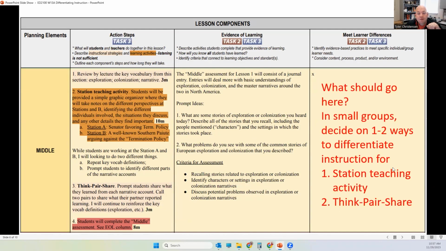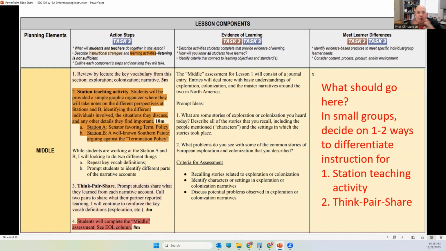So in my face-to-face class, I got them into small groups, but we'll just go through this together. If our activity, here our learning activity, is a station teaching, where students get a graphic organizer, so they get a worksheet, and on that worksheet, they're supposed to identify individuals involved, the situations they discuss, and other details that they find important. And then they're going to go to either station A or B and then rotate. They work through these different things.